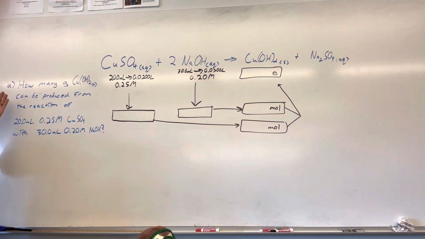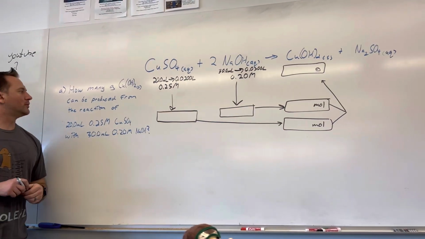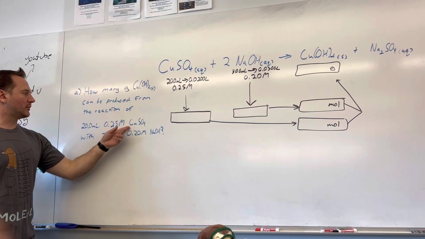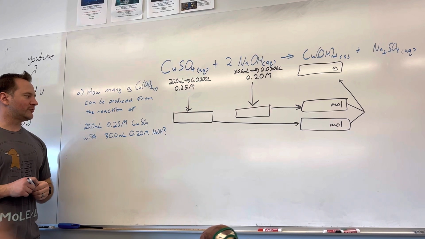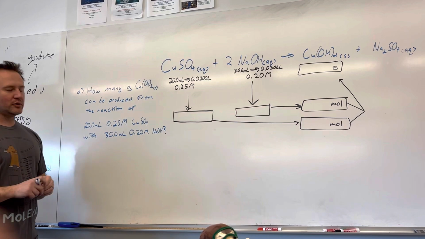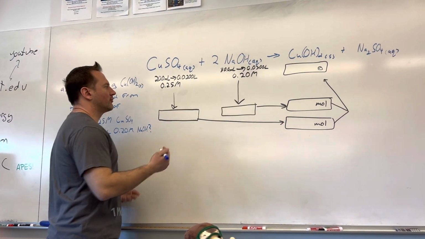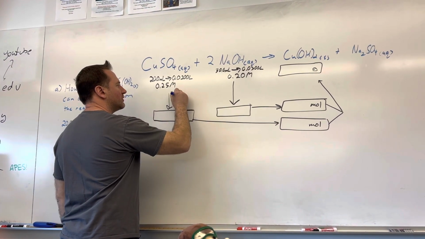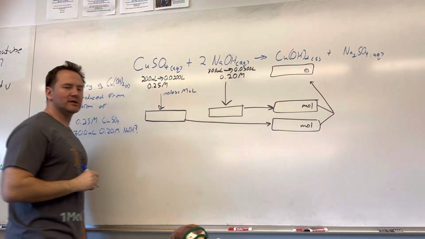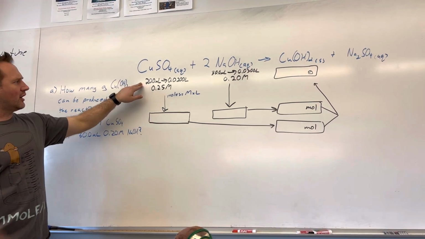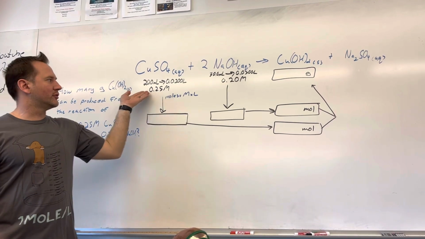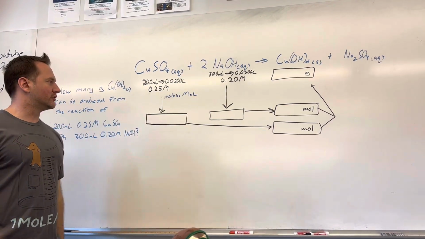So this question asks how many grams of copper hydroxide will be produced from the reaction of 20 mL of 0.25 molar copper sulfate with 30 mL of 0.20 molar sodium hydroxide. So now what we're going to do is take the molarity equation and rearrange it to solve for moles. So the number of moles is going to be equal to the molarity times the volume of the solution in liters. So I've taken our volumes for each reactant given and converted them from milliliters to liters, and I also noted the molarity because that's what we're going to use in the equation.